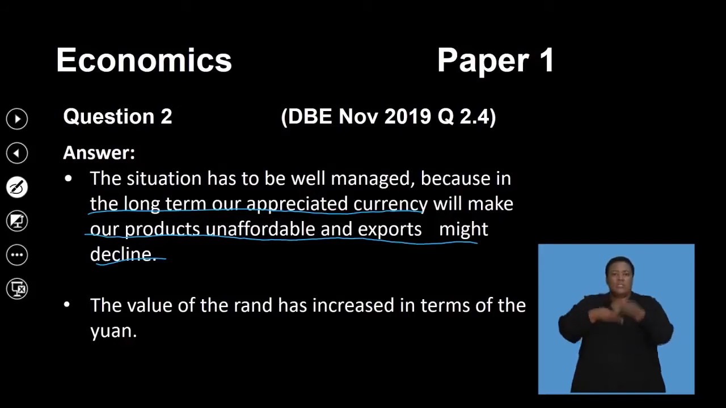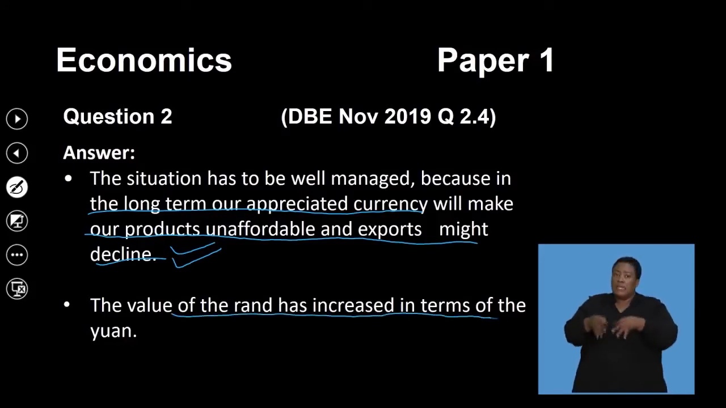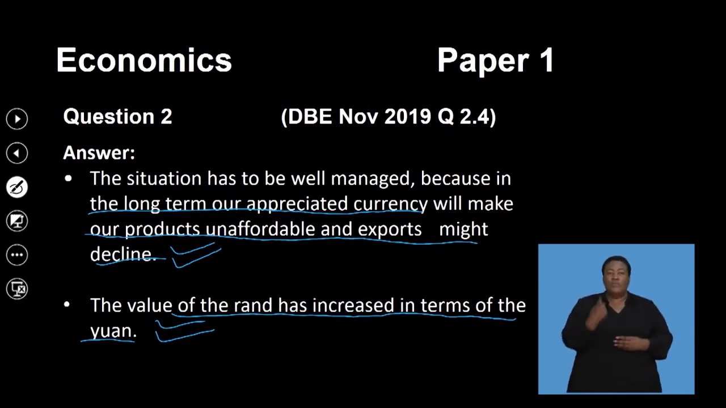Let's move on again. This is another 2-mark question. The value of the rand has increased in terms of the yen. You are continuing to explain that effect. That's another 2 marks there. Ideally, you might need to stop here, but I'm just going to give you some other possible explanations to that.